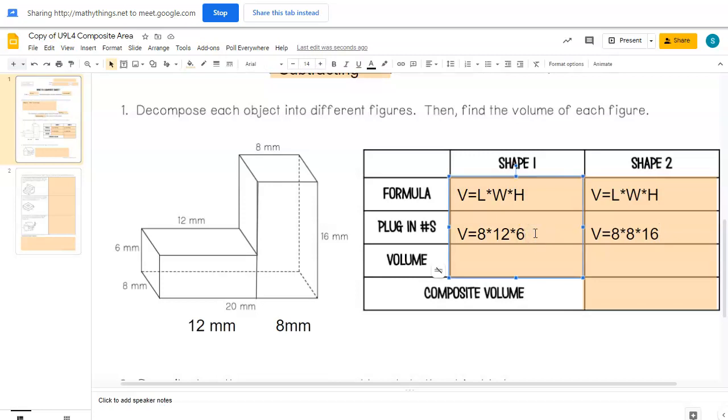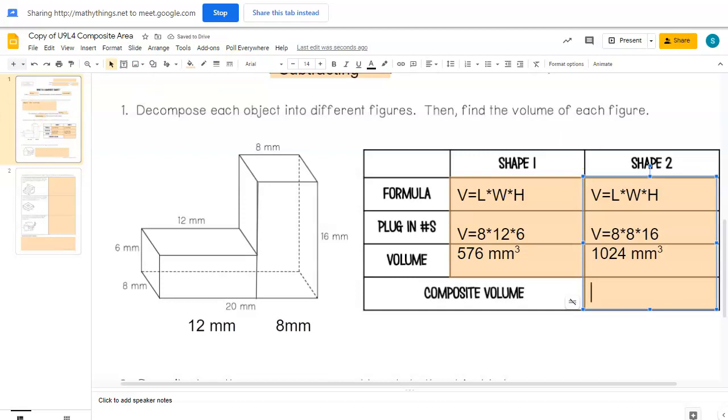So for this first one, I get 576, not 567, 576. And this is going to be millimeters cubed, and control period gets me my exponent. Then on this one, I get 1,024 millimeters cubed. Again, control period gets me my exponent, and control period gets me back down.